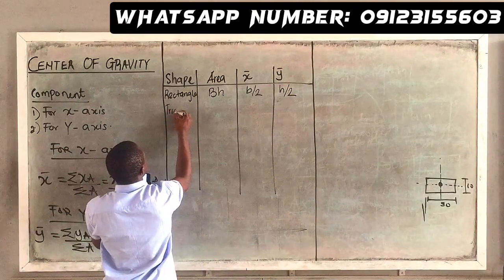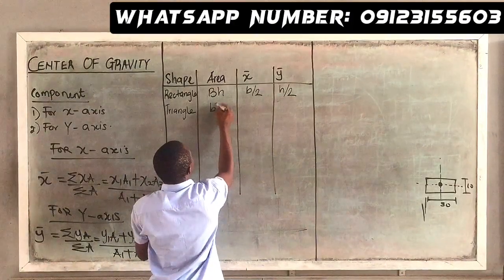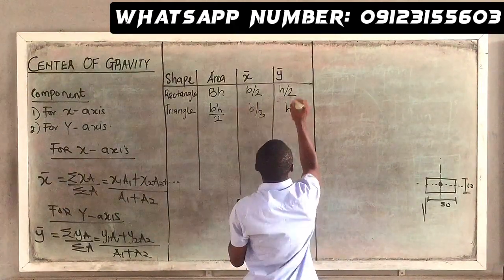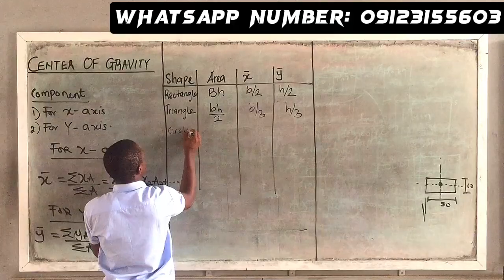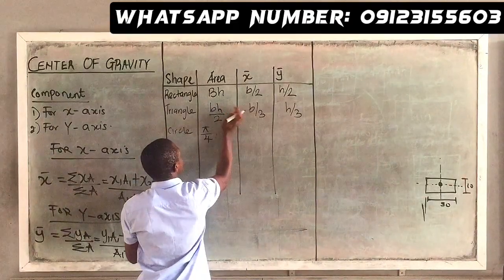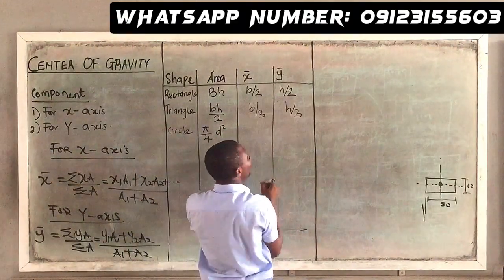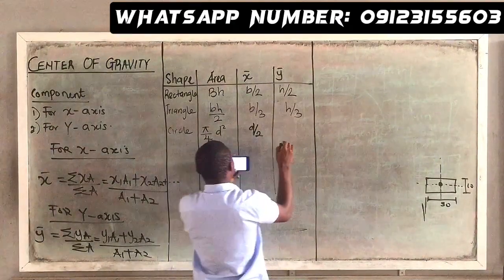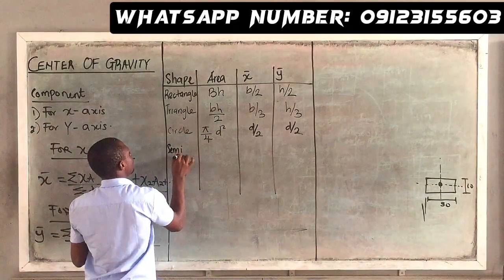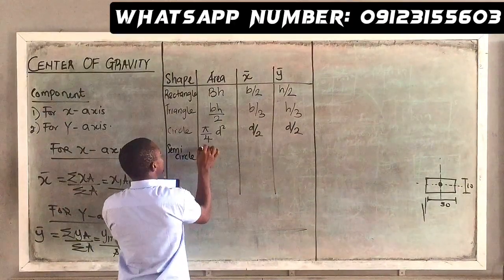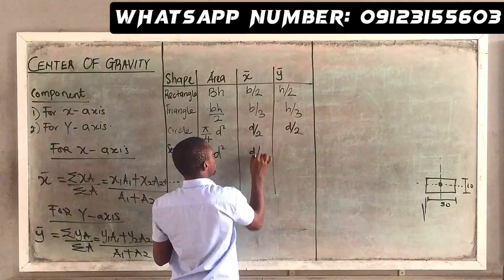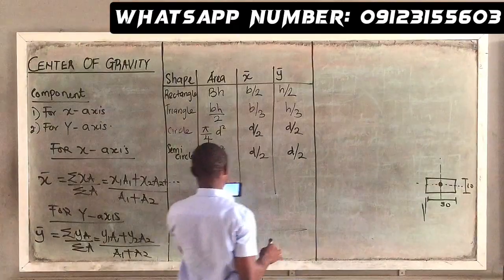For a triangle, I have BH over 2. Next up, B over 3. Finally, H over 3. Next up, I have a circle. For circle, I have pi over 4 d squared. For the center of gravity along x-axis, I have d over 2. Y-axis, d over 2. I have semi-circle. I have pi over 8 D squared and d over 2. Next up, d over 2.